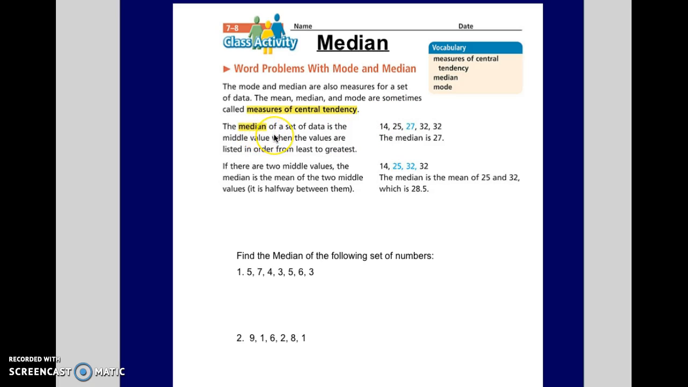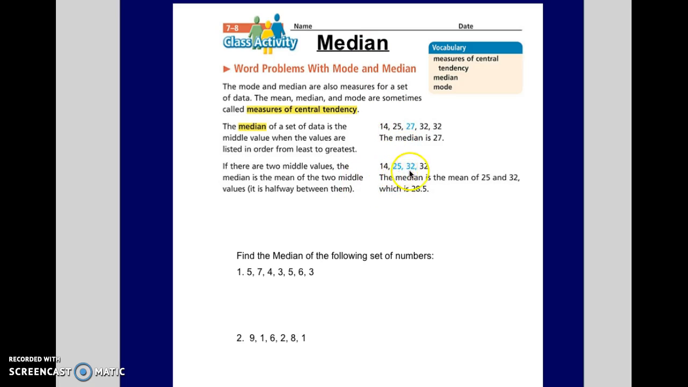The median of a set of data is the middle value when the values are listed in order from least to greatest. All right, so here are my values, my numbers, and they're listed from the smallest to the biggest, so 14, 25, 27, 32, 33. And the median is the number right in the middle. So there's 2 on this side, 2 on this side. The middle number is right here, 27. That's the median, okay? Median is middle.